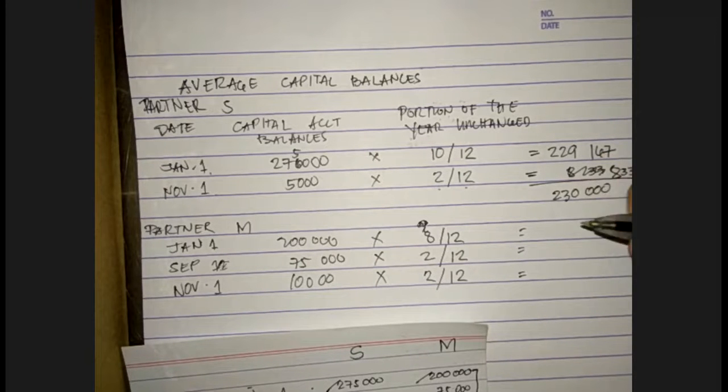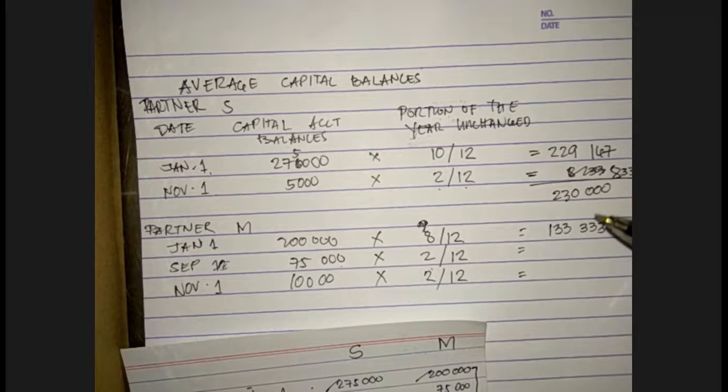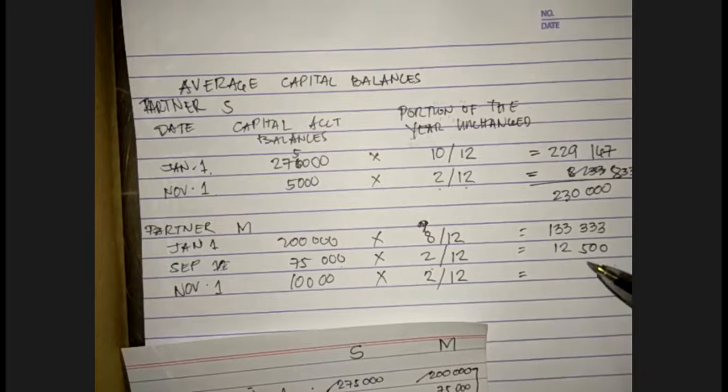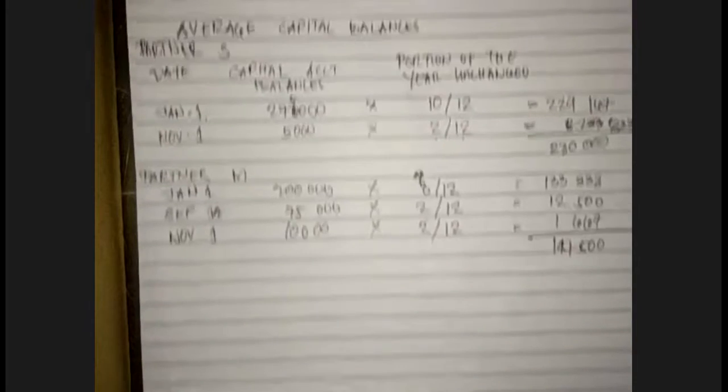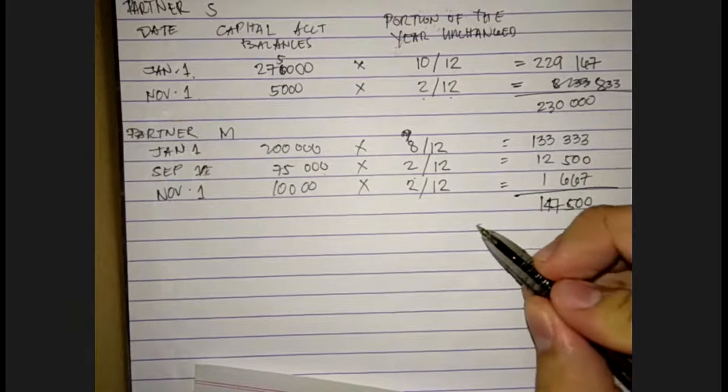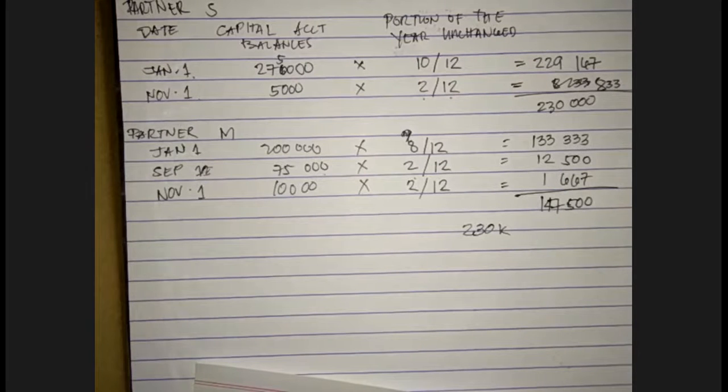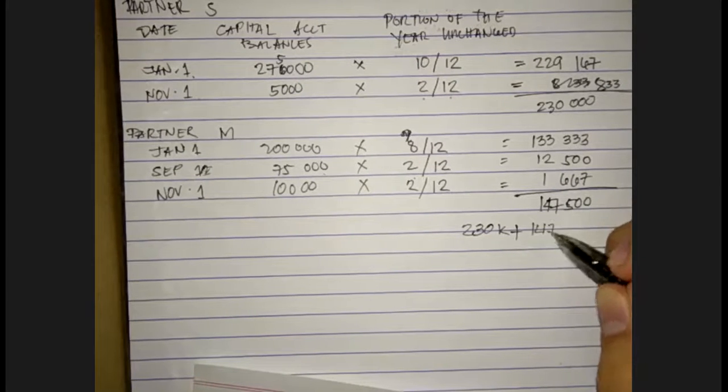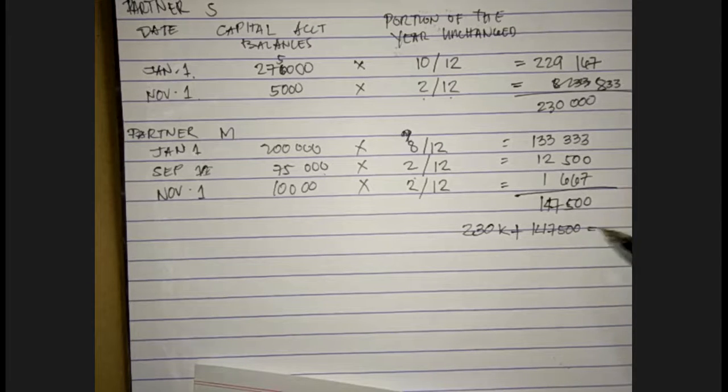200,000 times 8 over 12 is equal to 133,333. 75,000 times 2 over 12 is 12,500. And 10,000 times 2 over 12 is equal to 1,667. Is equal to 147,500. Para ma-compute yung paghahati, si 230,000 na na-compute natin kay partner S plus ng 147,500 kay partner M equal to 377,500.